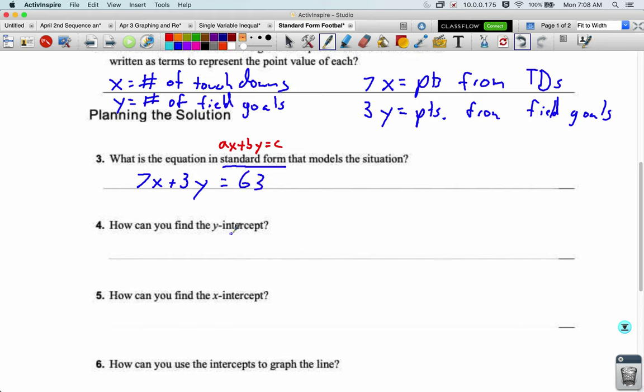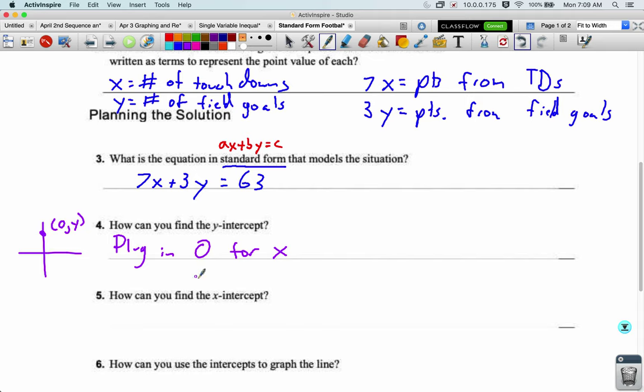How can you find the y-intercept? All right, this is an important point. We can find the y-intercept if we plug in 0 for x. One idea is to rearrange this to be in slope-intercept form, but this is a quicker way. Let's draw a quick little xy coordinate plane. At the y-intercept, the x value is always 0. Everywhere along this line, the x value is 0.